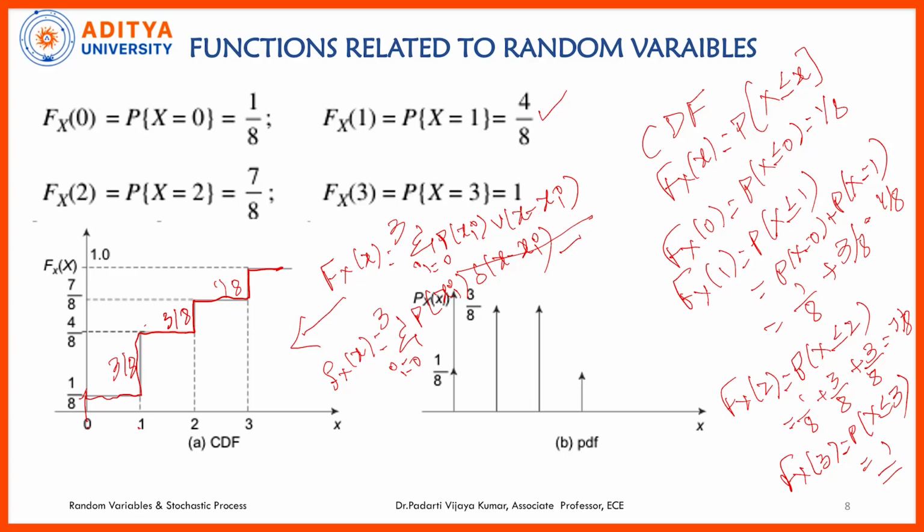So the probability of X equal to 0 is 1 by 8, delta of x; the probability of X equal to 1 is 3 by 8, delta of x minus 1; the probability of X equal to 2 is 3 by 8, delta of x minus 2; the probability of X equal to 3 is 1 by 8, delta of x minus 3. This is the density function plot and this is the distribution function plot. So we used the definition of the relationship between density function and distribution function here, and also we plotted the graphs for distribution and density function at the end.